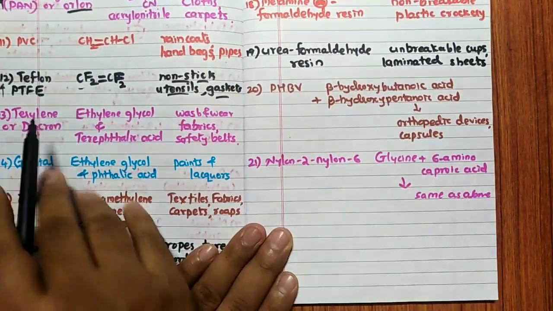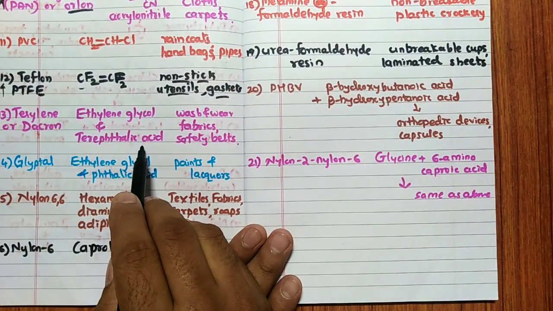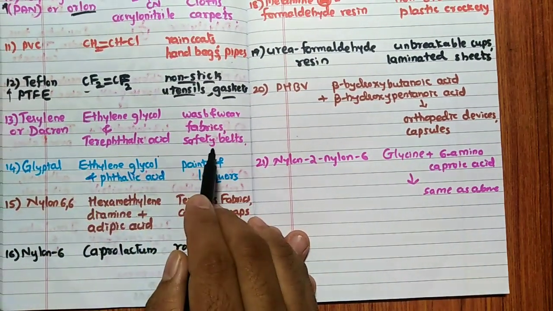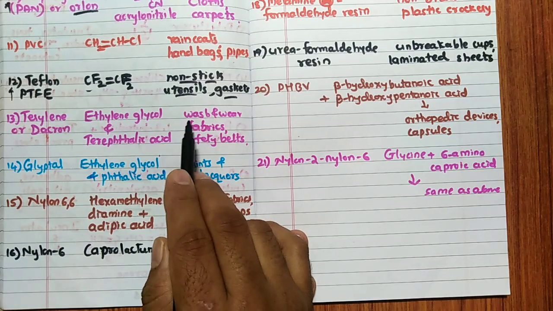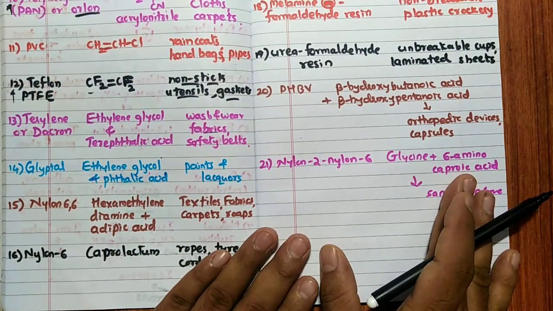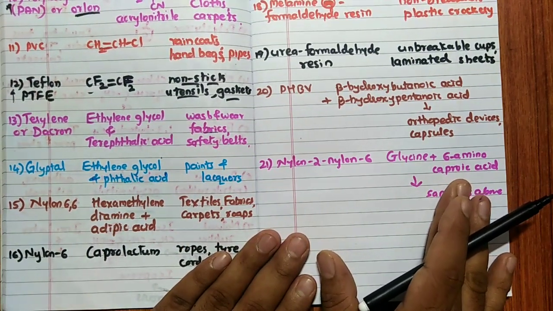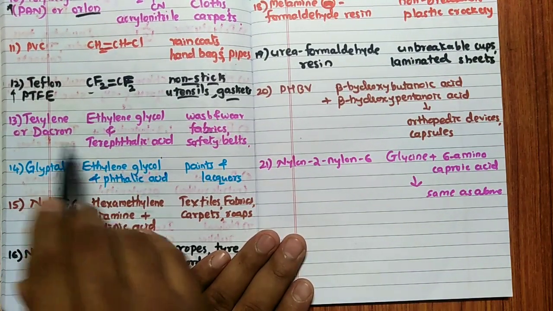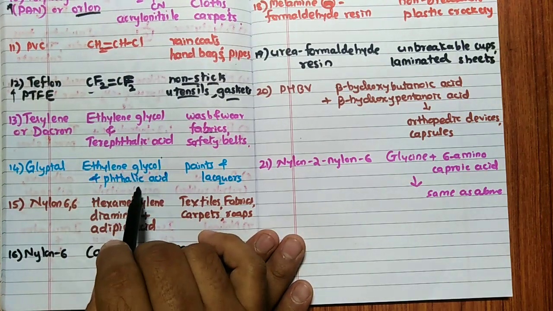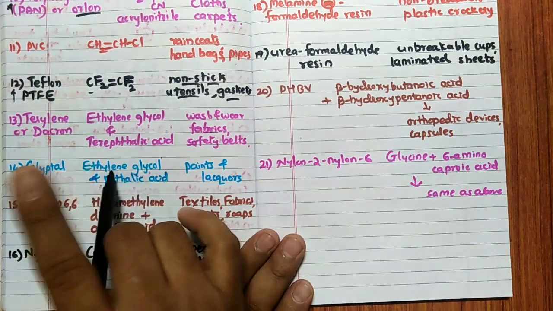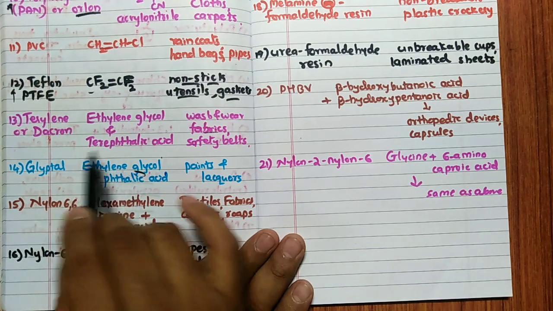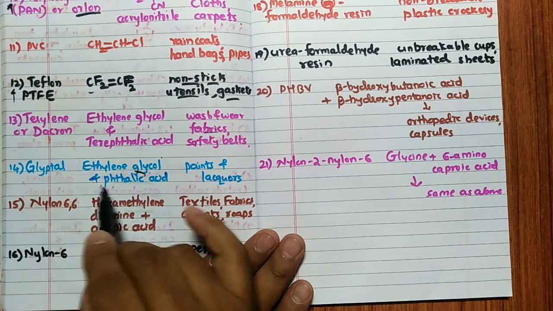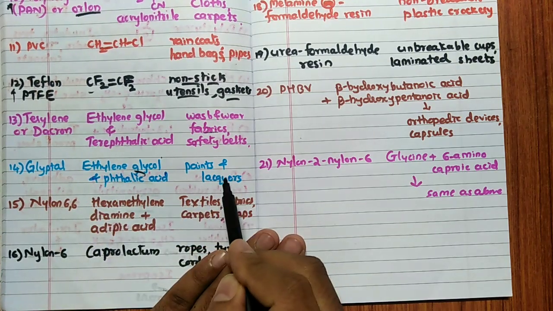Then terylene or dacron: ethylene glycol and terephthalic acid. Remember, ethylene glycol and terephthalic acid are in terylene. Used for wash and wear fabrics, day to day clothes, and safety belts. Then glyptal. The difference is, this is terephthalic acid and this is phthalic acid. Phthalic acid has 1,2-COOH groups on the benzene ring, ortho to each other. Terephthalic acid has 1,4, para to each other. Paints and lacquers can be prepared from glyptal.